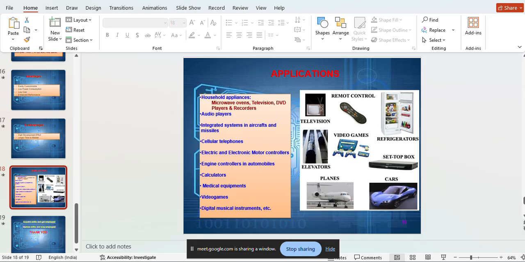Now we will discuss the types of embedded systems and also the difference between microcontrollers and microprocessors. So write down these applications, all of you. These are the main applications of an embedded system. If you understand these applications, then you can easily understand embedded systems.